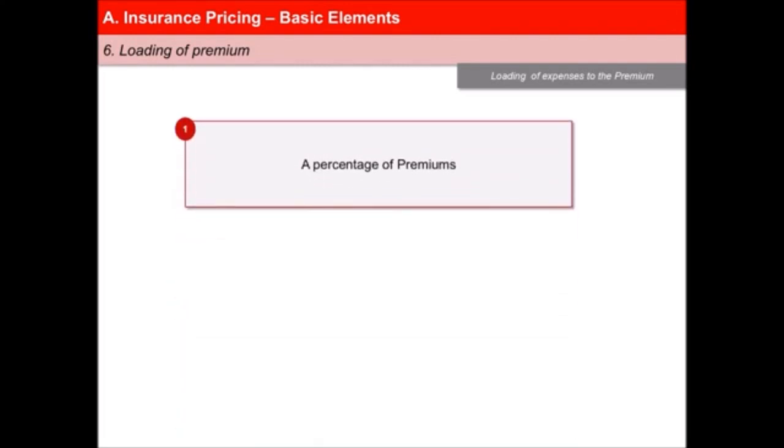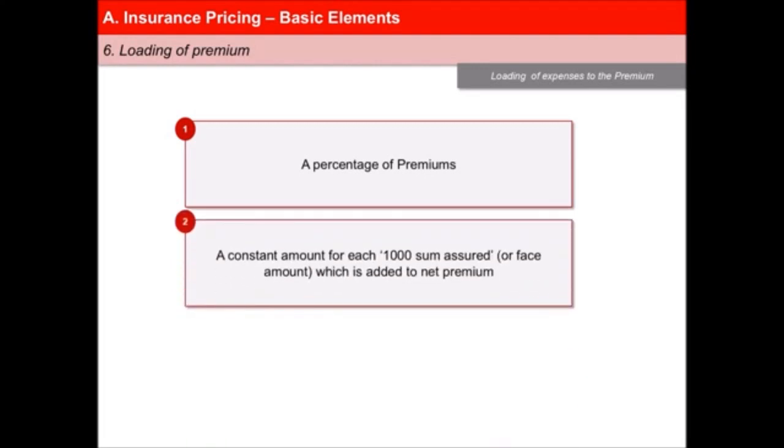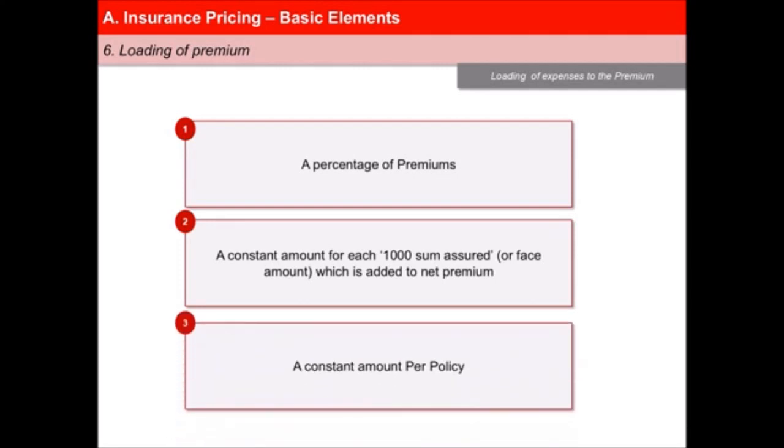First, a percentage of premiums, that is commissions and incentives for agency managers or development officers, are typically decided as a percentage of the premiums earned. Second, a constant amount of each 1,000 sum assured or face amount is added to the net premium. Expenses like medical examiners' fees and policy stamps vary depending on the amount of sum assured. Third, a constant amount per policy, that is, expenses like salaries and rents that generally vary with the amount of activities. These in turn depend upon the number of policies being serviced. More the number of policies, higher the overhead expenses.